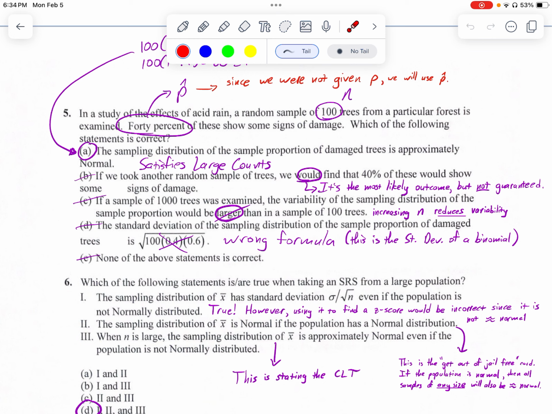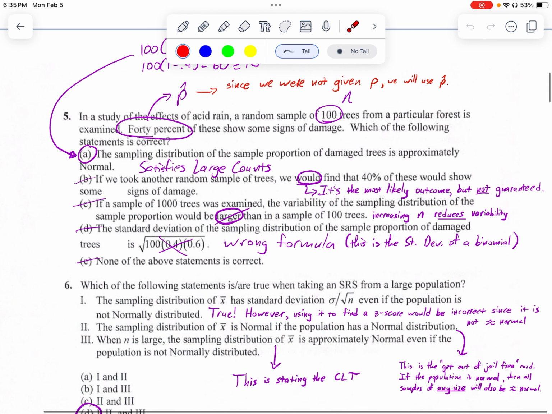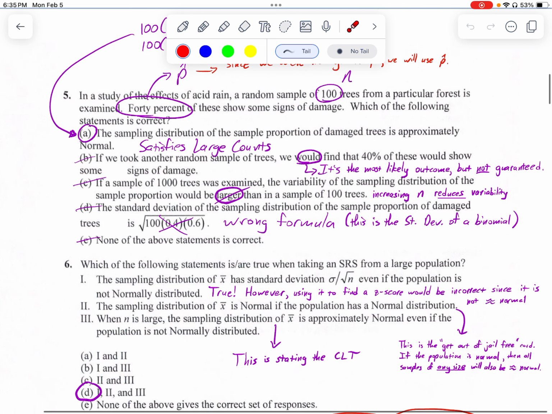B, if we took another random sample of trees, we would find 40% of those would show some signs of damage. No, okay. These are random, right? Every sample is random and you're gonna have different results. I put here, it is probably the most likely outcome, but it's not guaranteed. You could get higher than 40% or lower than 40%.